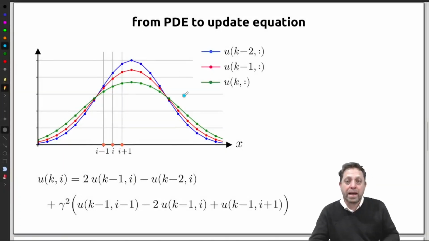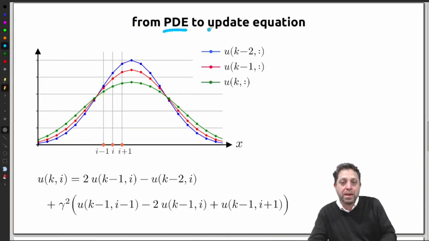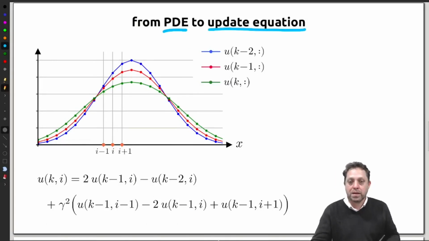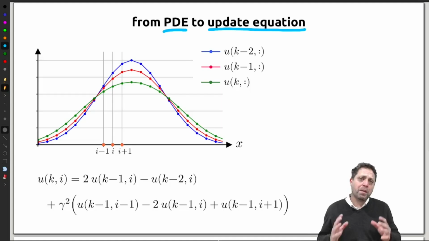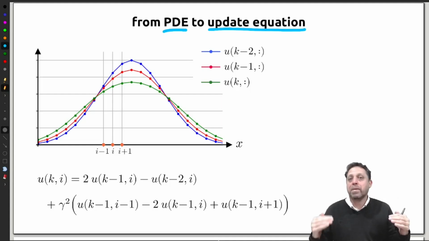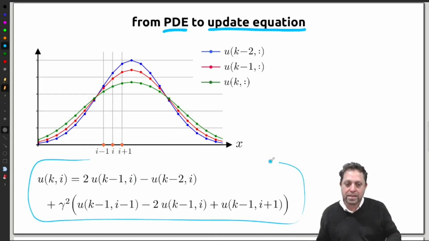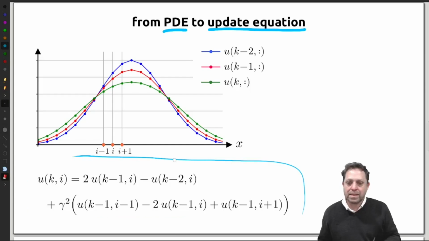Now that we have a mesh, we can use it to go from the PDE to an update equation. So what do I mean by this? Well, the update equation is a formula that goes into our iteration over time and is used to compute U at a time k based on the U's at previous times. So to find that update equation, it's a mathematical operation that we're not interested in this course. Rather, I'm giving it to you right here. This is the update equation. Okay, let's see what it says.